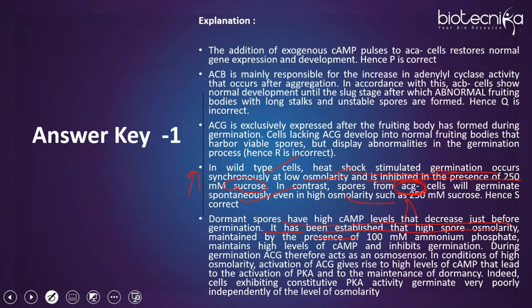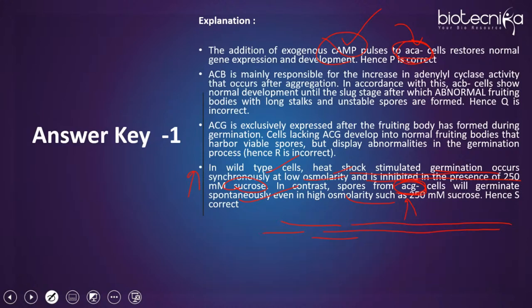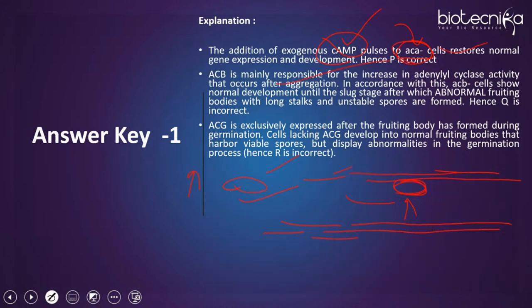And yes, initially the aggregation happens because of cAMP signaling. cAMP signaling causes the cells to come together. Now, ACA is required for the initial aggregation of the Dictyostelium cells. That happens when nutrient is not there. If any cell is ACA minus, but somehow you are providing cAMP pulses, then it is serving the purpose, no? Ultimately, ACA was supposed to give cAMP signaling. So ACA is not there, but you are giving cAMP signaling, then normal gene expression and development will proceed.